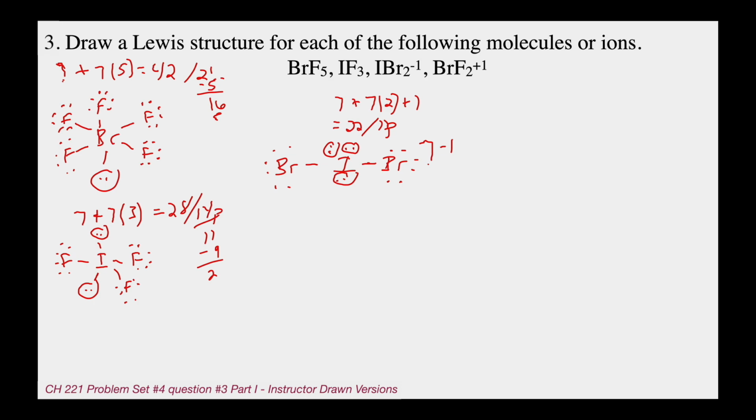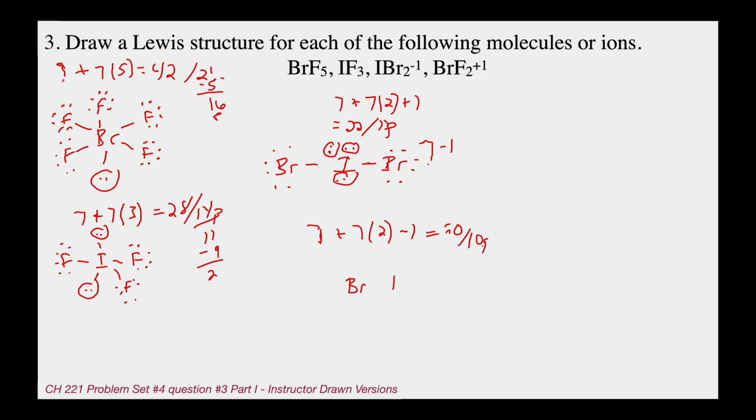BrF2 plus. Bromine group 7, fluorine also 7, and there's 2 of them. And here's a positive one. So we add for the negatives like we did in the last one, but here I'm actually going to subtract 1 because a positive charge means it's deficient in electrons. We have to take 1 away. It's, I know, totally counterintuitive. So 21 minus 1 would be 20 valence electrons or 10 pairs.